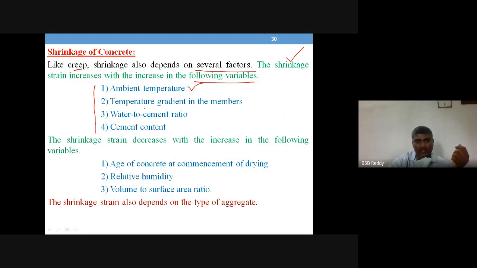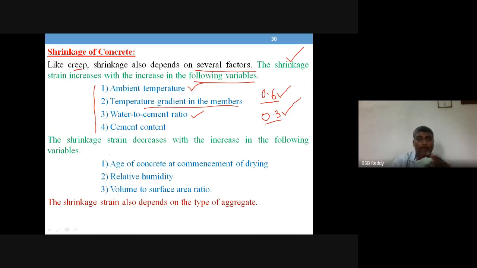Right? The temperature gradient in the members, meaning the change of temperature, also matters. Temperature gradient and water to cement ratio. If the w/c ratio is high, for example 0.6, compared with 0.3, what does this mean? You are adding more water, so you are going to lose more water. If you are adding less water, if it is 0.3, there is less loss of water, so less shrinkage. So the more the water cement ratio, the more the shrinkage strain value.